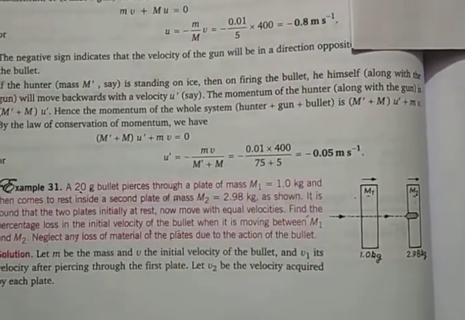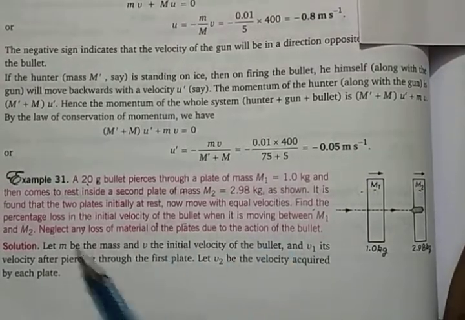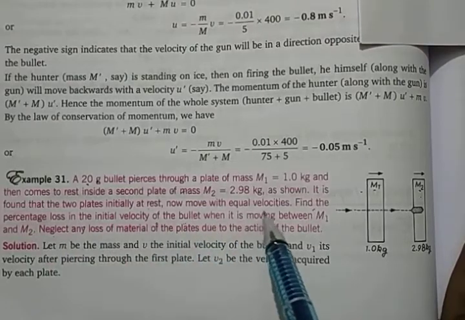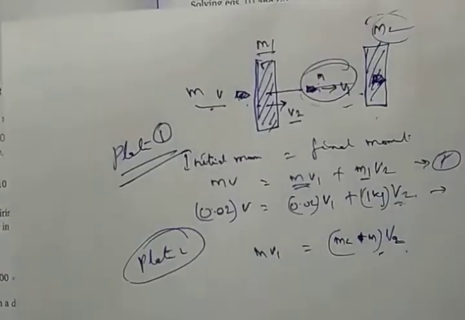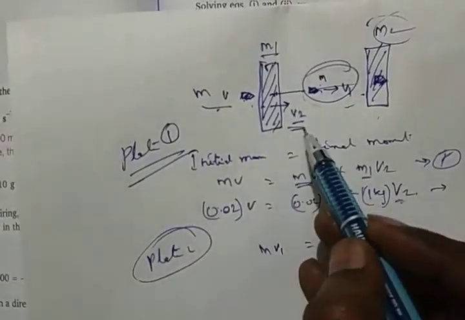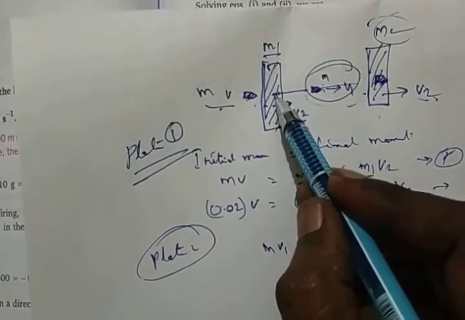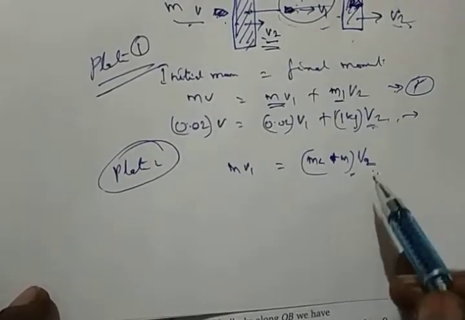it is found that the two plates initially at rest now move with equal velocities. What does equal velocity mean? How do you describe equal velocity of the two plates? After hitting this one, it starts moving with velocity v2. After hitting this one also, it starts moving with velocity v2. Same velocity. This is also going in v2, this is also going in v2. So we have put the same v2 as in the first equation here also.